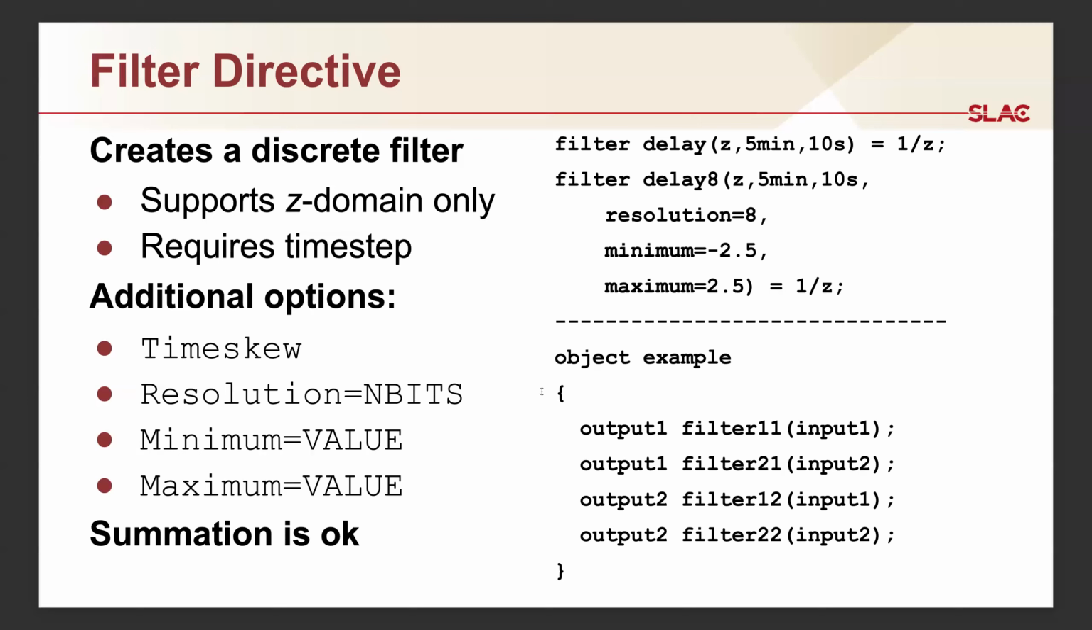For those of you who are interested in the subject, there is right now no implementation of an S domain, a continuous time filter. So if you want to implement a continuous time filter, you'll have to convert it to a discrete time filter to implement it. And there are tools in Python for doing that. And then you can use the discrete time filter that's generated from that tool to implement your filter in GridLAB-D.